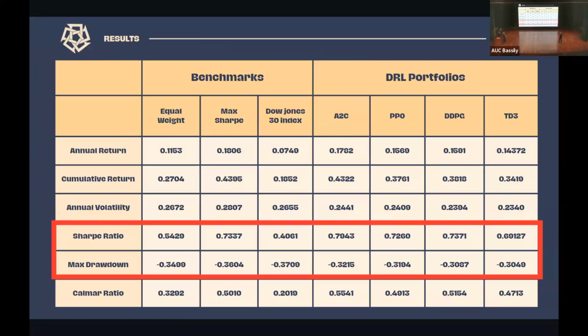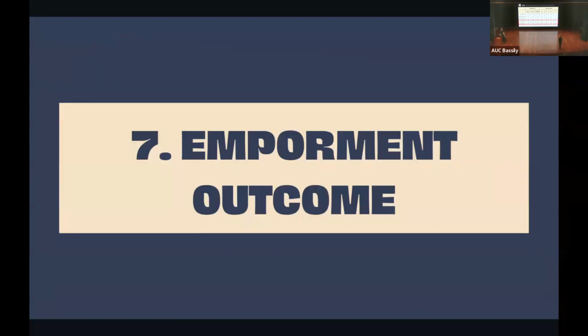And if we pay close attention here to the max drawdown, you see all the DRL portfolios, the 4 of them, had a lower max drawdown compared to the benchmarks, which should tell us more that these models take more into consideration the risk-adjusted returns across the testing period. So I'll leave you with my friend Ali, who will tell us more about the final outcome.